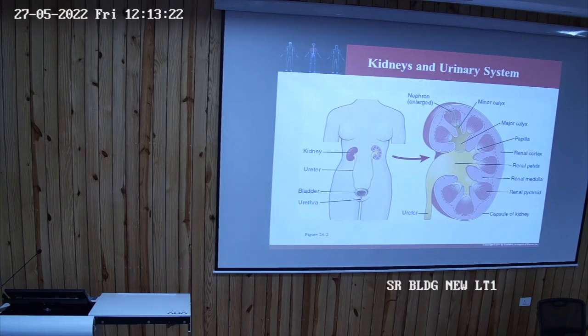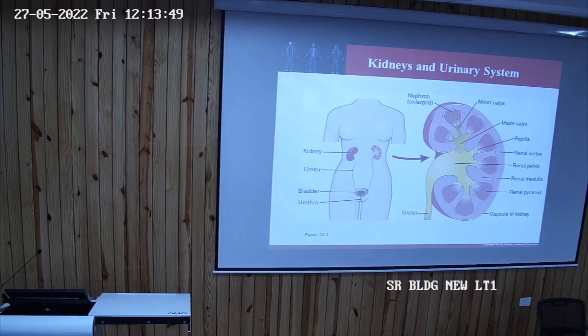What is the weight of the kidney? It is 150 grams. The weight of a kidney is 150 gram. The size of the kidney is equivalent to a fist. They are present in the abdominal cavity retroperitoneally. And when we take a section of the kidney, what are the things which are seen?